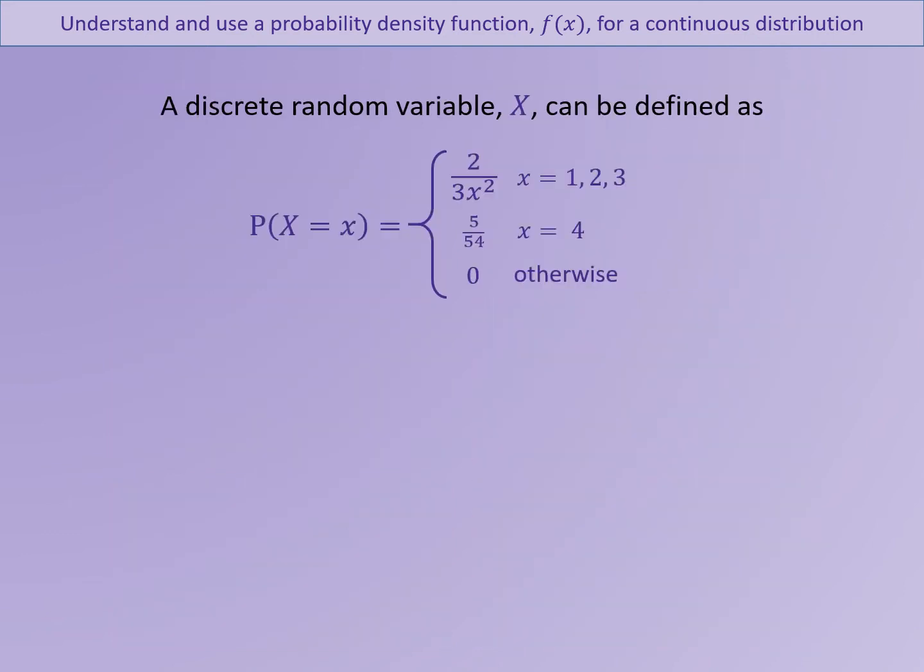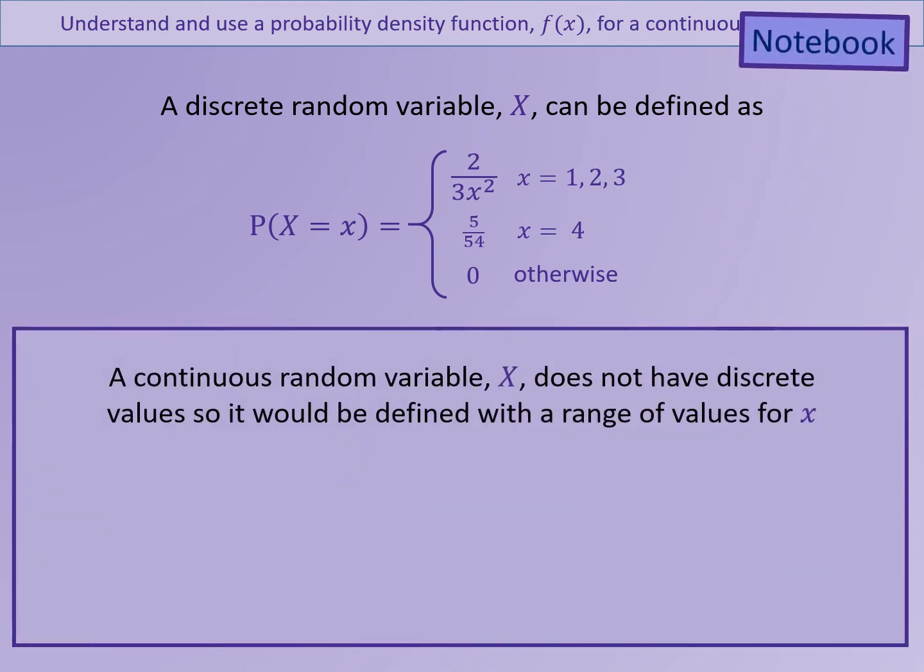We have previously seen that for a discrete random variable x, we can use a probability function to define the probability. For example, the probability that x equals x would be 2 over 3x squared for x values of 1, 2 or 3, 5 over 54 for the x value of 4 and 0 otherwise.